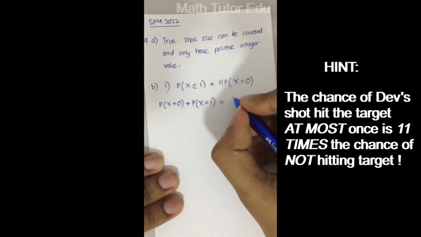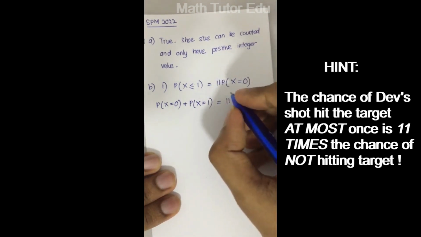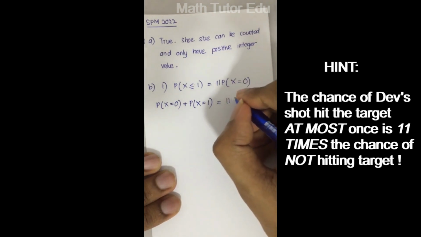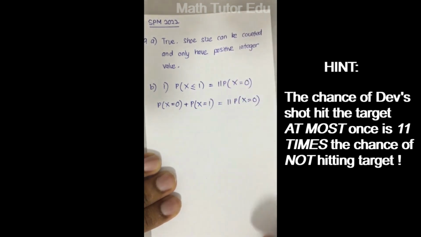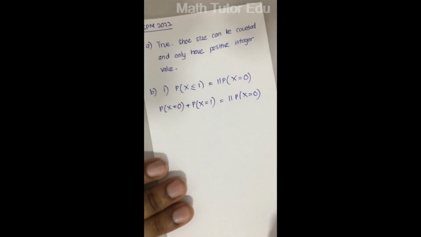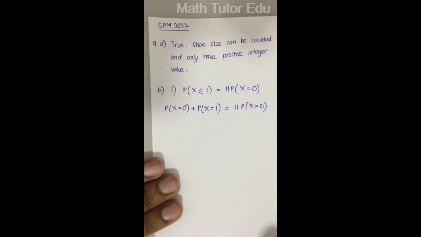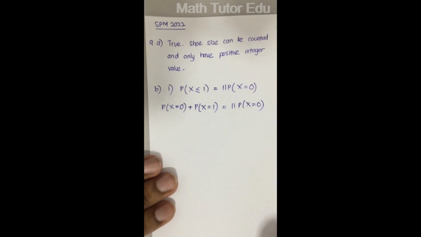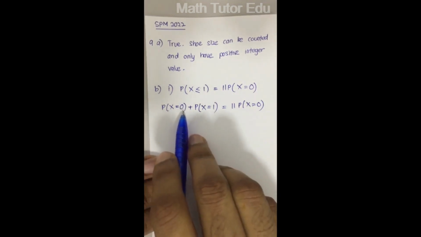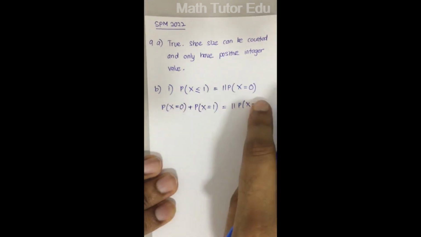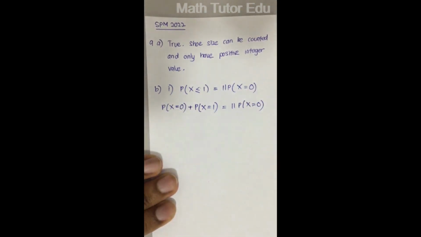So from here it equals 11 times the chance of not hitting the target, P(X = 0). I hope you guys are clear about this. So let us continue with our explanation. From here what you can do, the P(X = 0) on the left hand side we're going to move over to the right hand side, so it will become minus. So 11P(X = 0) minus P(X = 0).